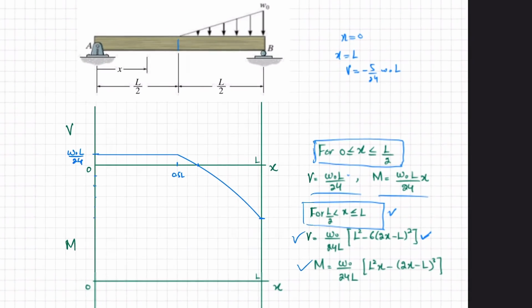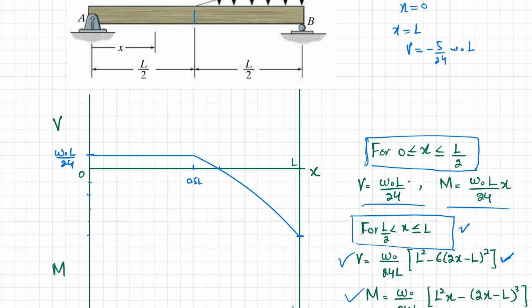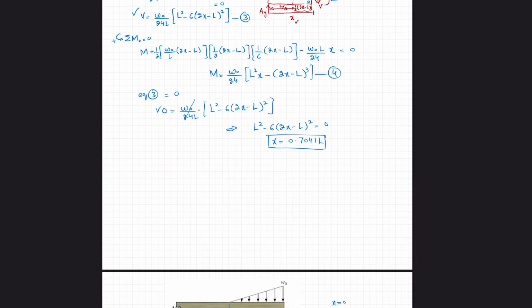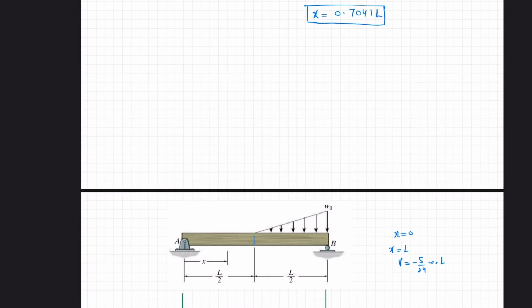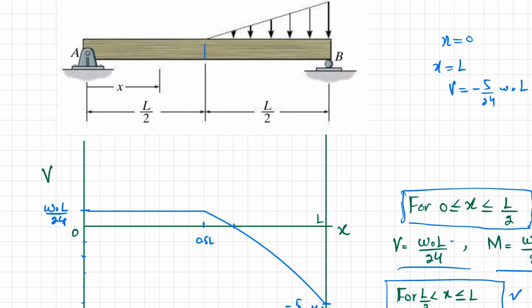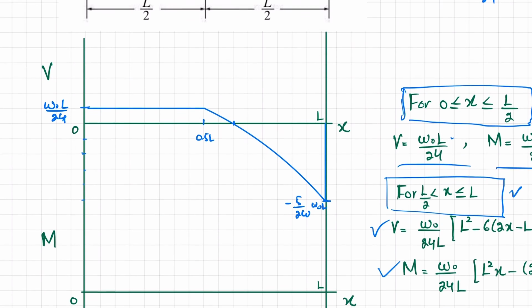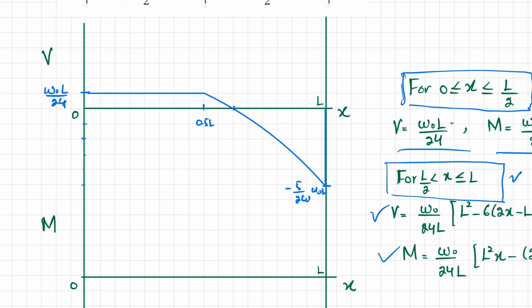And at point B, you can see this is minus 5 over 24 W naught into L. So at point B, we have a force of plus 5 over 24 W naught into L. So it will go again upward, and it will become equal to 0. So this is your shear force diagram. Now we will see at this point we have W naught into L over 24 still. At this point we have 0.